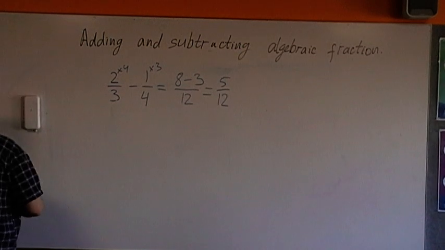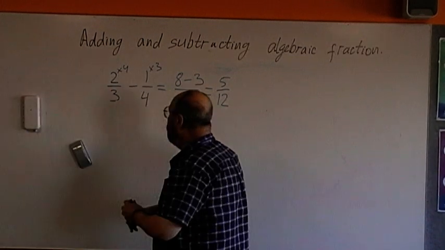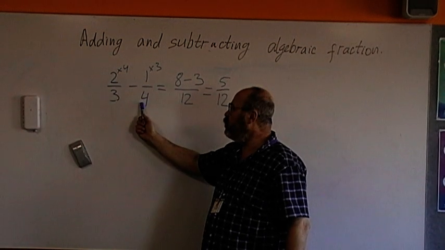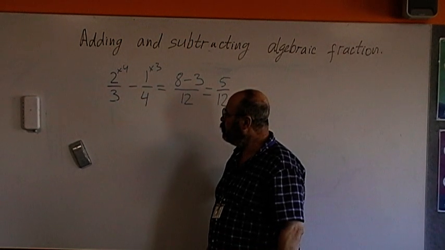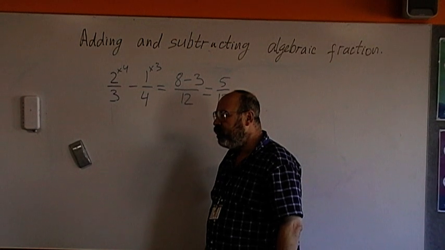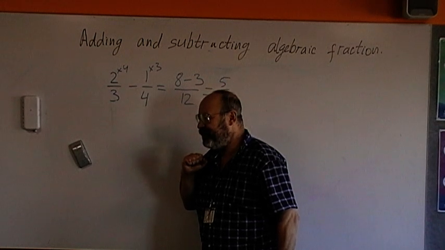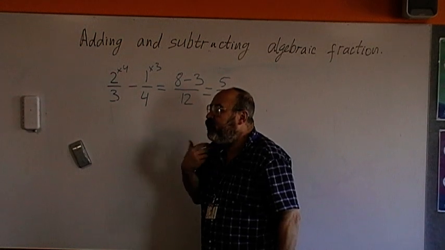And with algebraic fractions, it's not any different. We make a common denominator of 12. To make this 12, we need to times it by 4. To make this 12, we need to times it by 3. We times both bottom and top. We need to times both of them. If you times only one of them, the fraction will change.